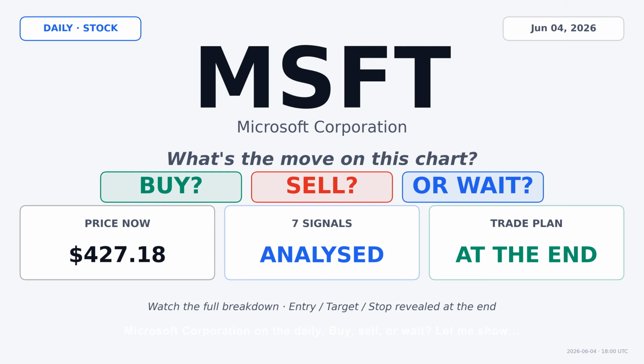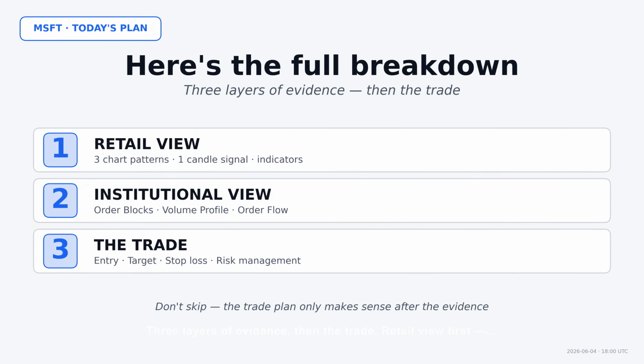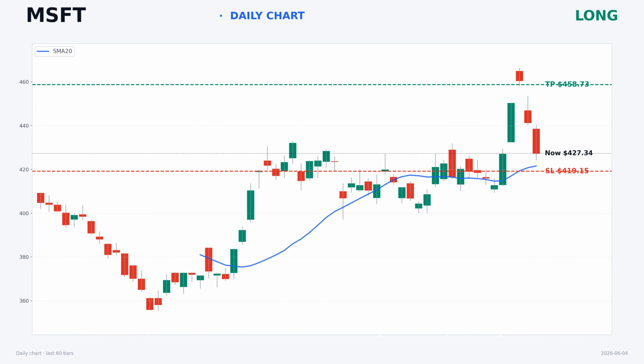Microsoft Corporation on the daily. Buy, sell, or wait. Let me show you. 3 layers of evidence, then the trade. Retail view first, patterns and indicators, then the institutional read, where smart money is positioning, then the trade itself, at the end. Let's go.